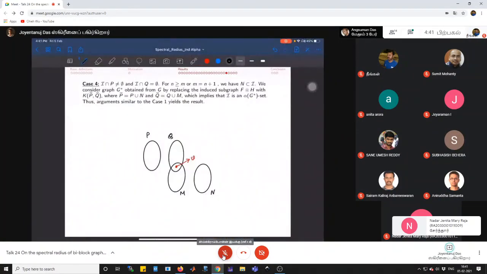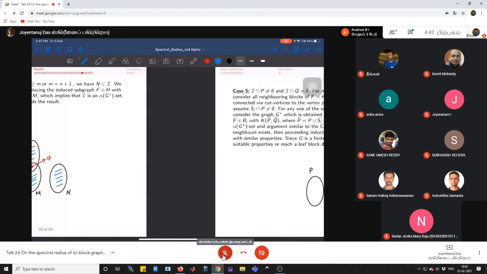So case 4 is I intersection P is non-empty and I intersection Q is empty. The first case is we are considering that M is greater than or equal to N, or M is equal to N plus 1. Here we consider a similar thing, that is we are joining P with N and Q with N. The arguments related to case 1 will be similar, because we are only increasing the edges. We are not deleting in this case 4.